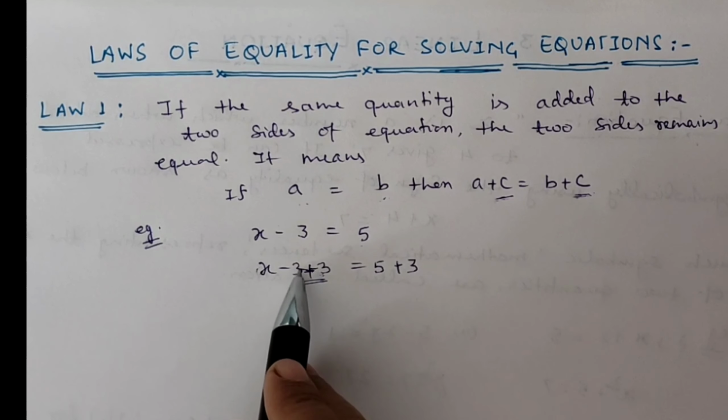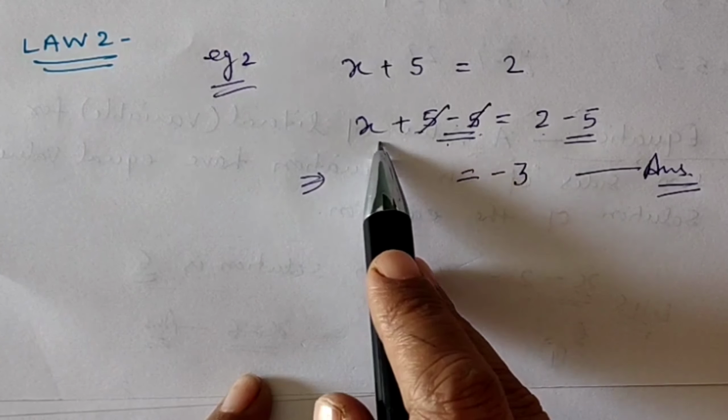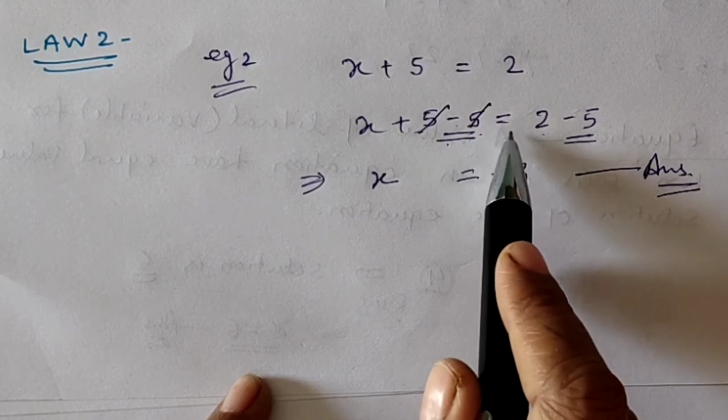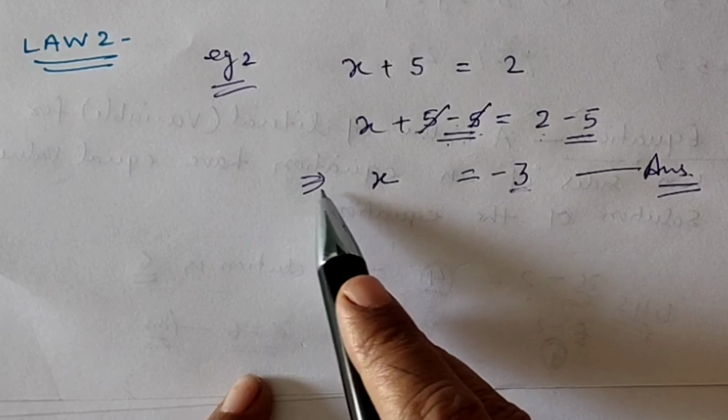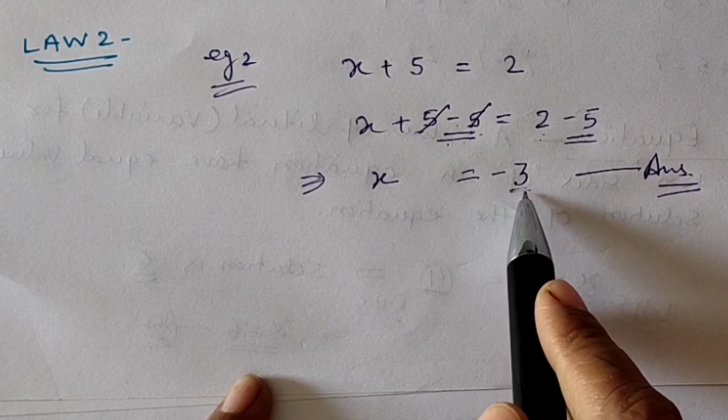So here you can see this plus 5 is there, so we will subtract 5 from both sides. So x plus 5 minus 5 is equal to 2 minus 5. Plus 5 and minus 5 will cancel. It will become 0, and here 2 minus 5 is equal to minus 3. So the solution of this linear equation is x is equal to minus 3.